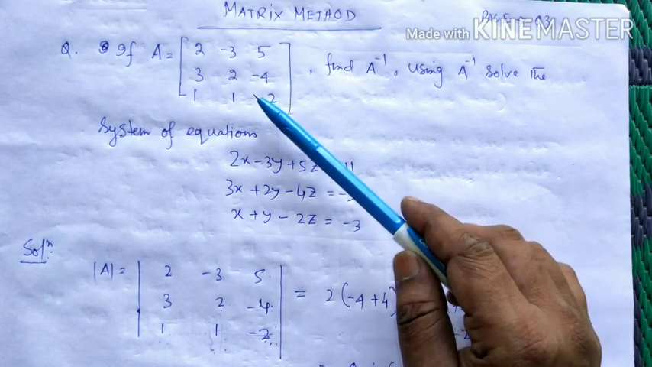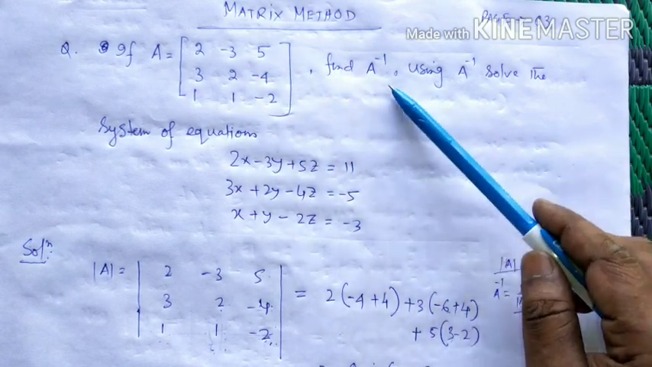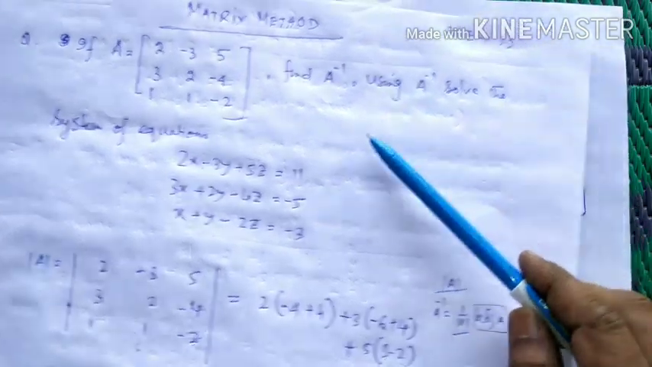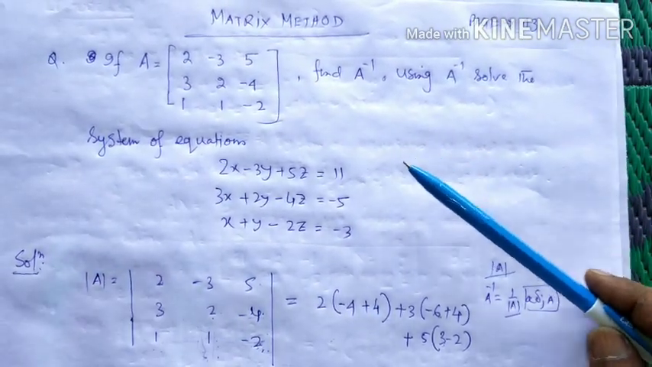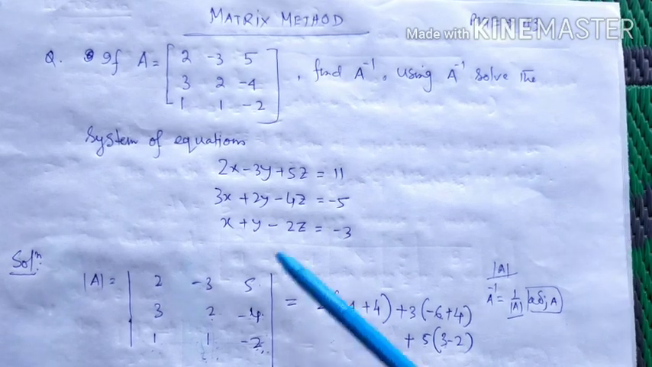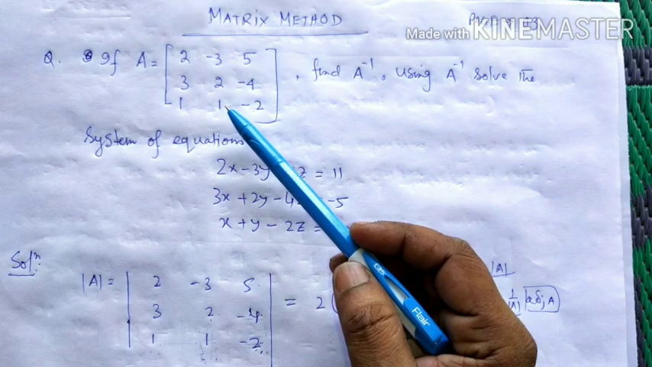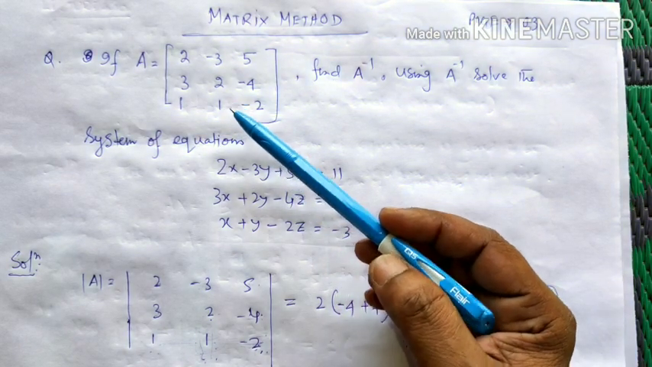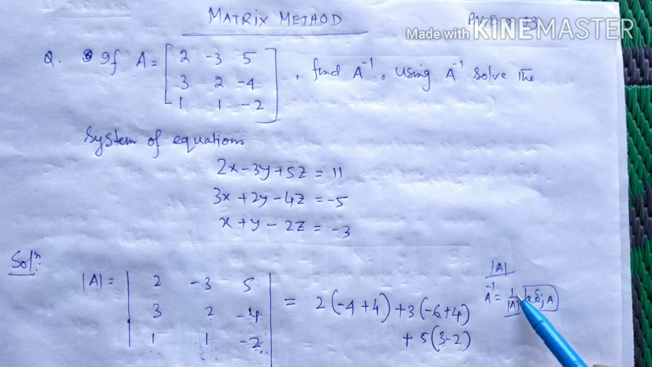You are given a matrix, you have to find the inverse of that matrix, and after getting the inverse, using this, solve the system of equations. Okay, solve this system of equations. Now since the matrix A is given, how to find the inverse? We know that A inverse is equal to 1 by determinant of A into adjoint of A.